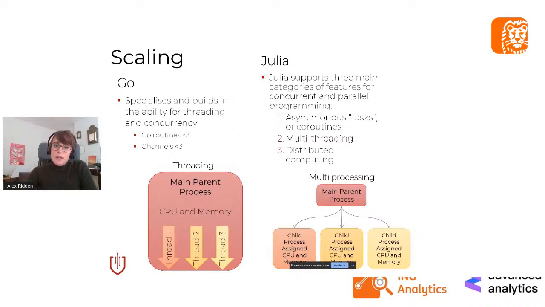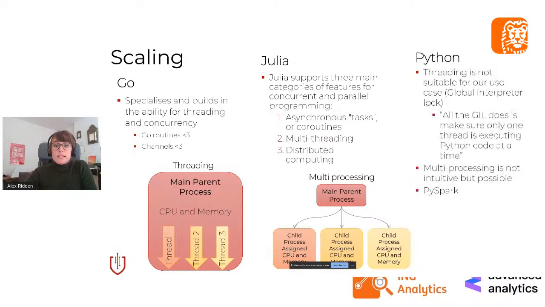They claim that they have three types of main features for this concurrent and parallel programming. And it's not seen so much in Python. So for our use case, there's a famous global interpreter lock that a lot of people talk about that some people don't care about as much. For us, it just wouldn't be applicable for a lot of our software.